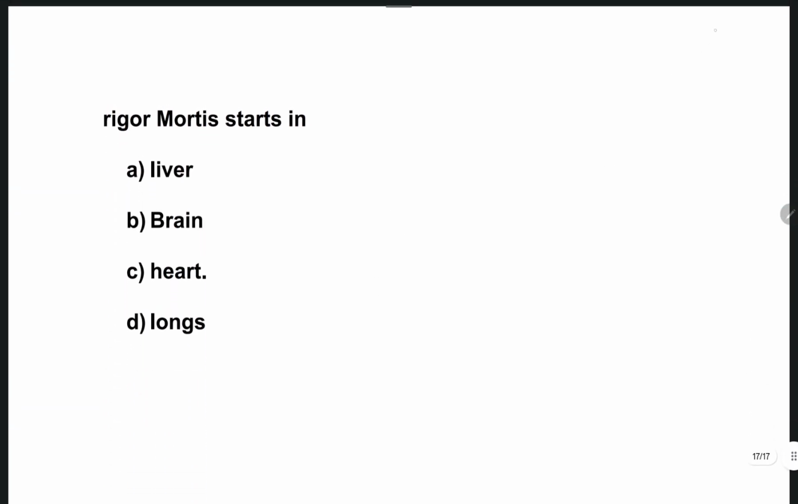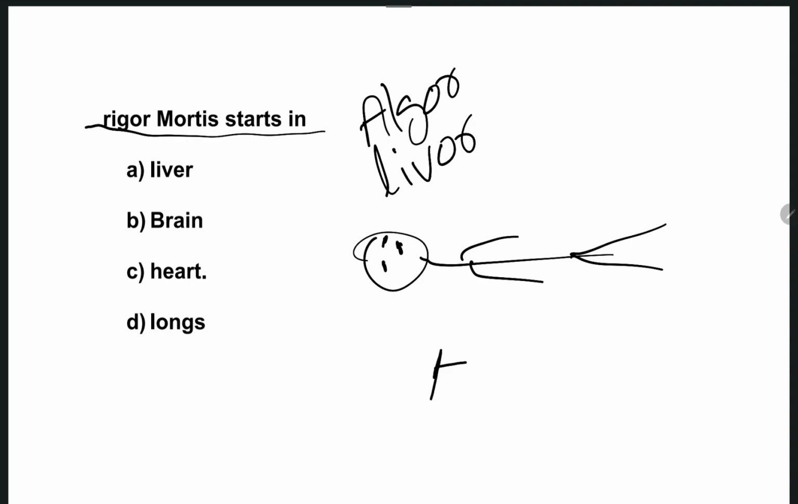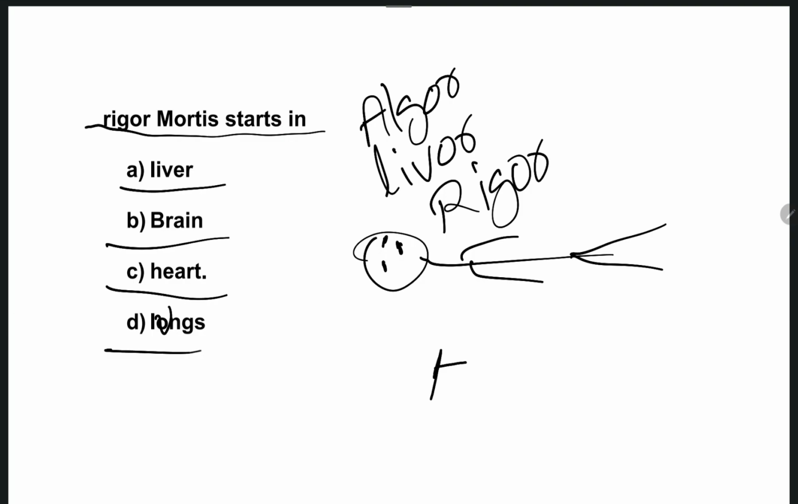The final question is: rigor mortis starts in which organ? When the person has died, what will happen immediately after the death? After the death of the patient, changes will take place. The first one is algor, the second one is livor, the third one is rigor. So what is the question here? Rigor mortis starts in liver, brain, heart or lungs.